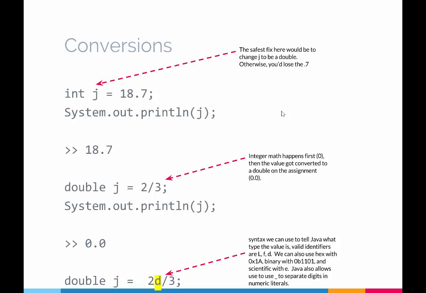The integer math happens first. We can safely widen to a double. So 0 becomes 0.0.